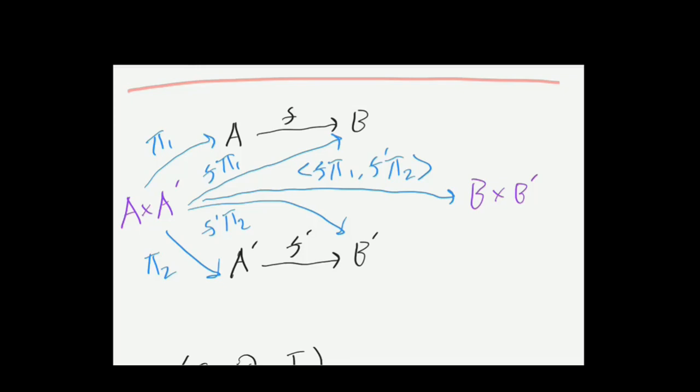So we can do this in set, but what does it mean? Well, it's pretty simple. We start off with an element of capital A, let's call that little a, and we also have a little a dash, and then we just do f on little a, and we do f dash on the a dash. So we end up with this pair: f of a in b and f dash of a dash in b dash. So that's kind of the idea.